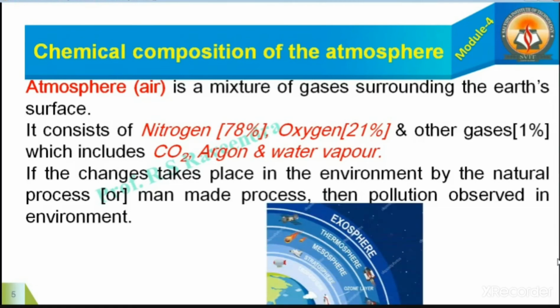You can see here the different layers of the atmosphere. The exosphere is the outermost part of the atmosphere, then comes the thermosphere, inside that the mesosphere, again inside that the stratosphere, and finally the troposphere, which is very near to the surface. The ozone layer is also there, in between the troposphere and the stratosphere.